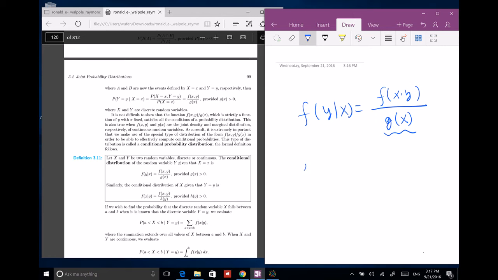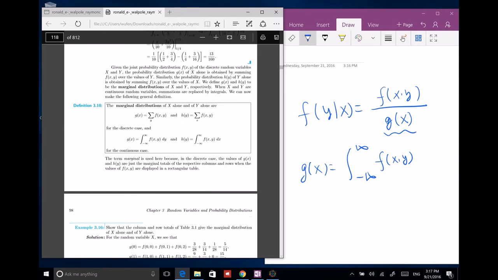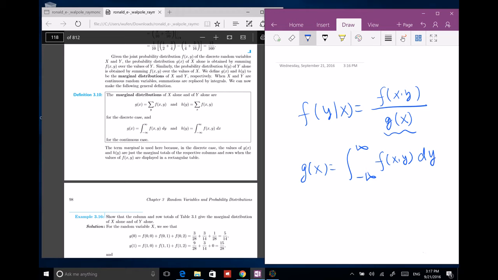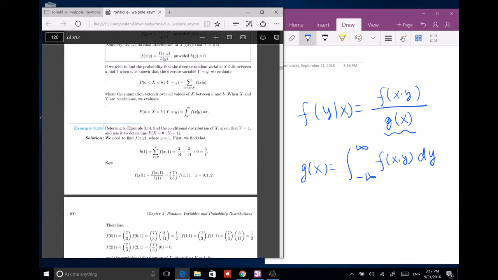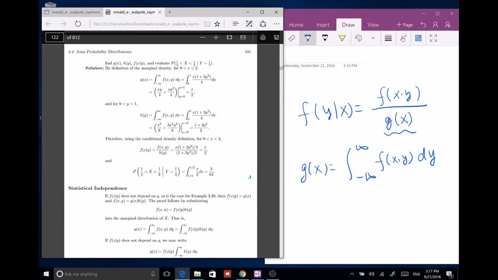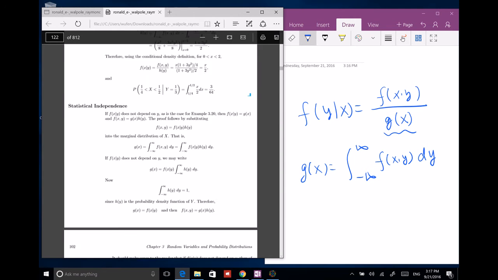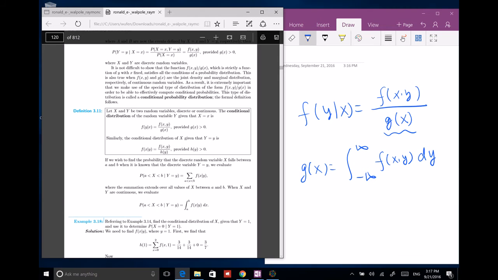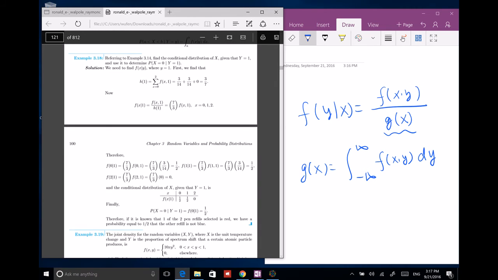So g(x) is defined as the integral from negative infinity to positive infinity of f(x,y) dy. So all the y together is the marginal function of x. So this is the conditional probability. And you have the other one, x depending on y, so the denominator changes to y. Let me look at one example.